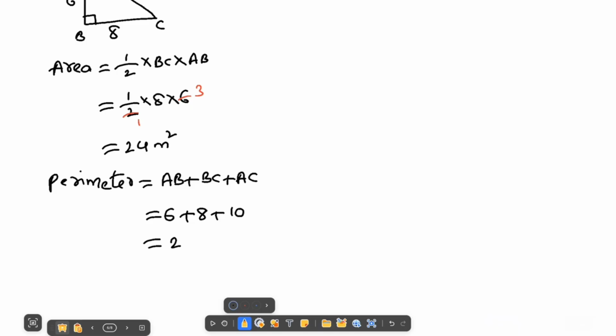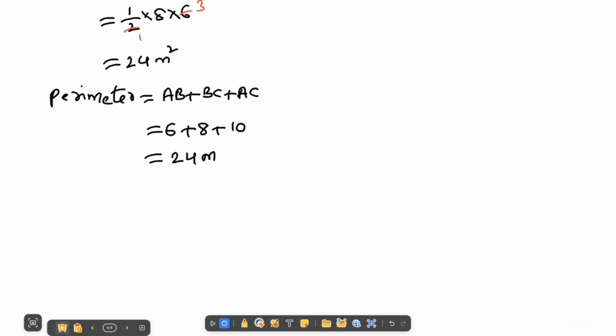Total 24 meters. So we have to find the difference between these numbers. So the difference between area and perimeter, what is the difference? The numerical value of area is 24 and perimeter numerical value is 24, so it is equal to 0. That's it. So this is the solution for this question.